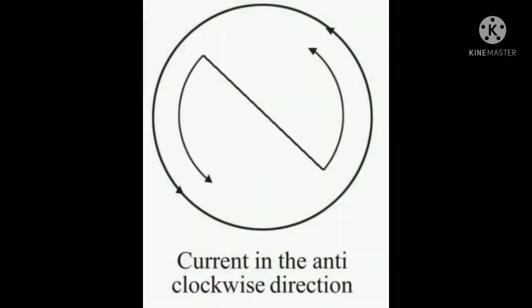Okay. In this, current is in the anti-clockwise direction. Look, the arrow mark, it is seen like N, that is north pole. So current in the anti-clockwise direction is denoted by north pole. Current in the clockwise direction is south pole.